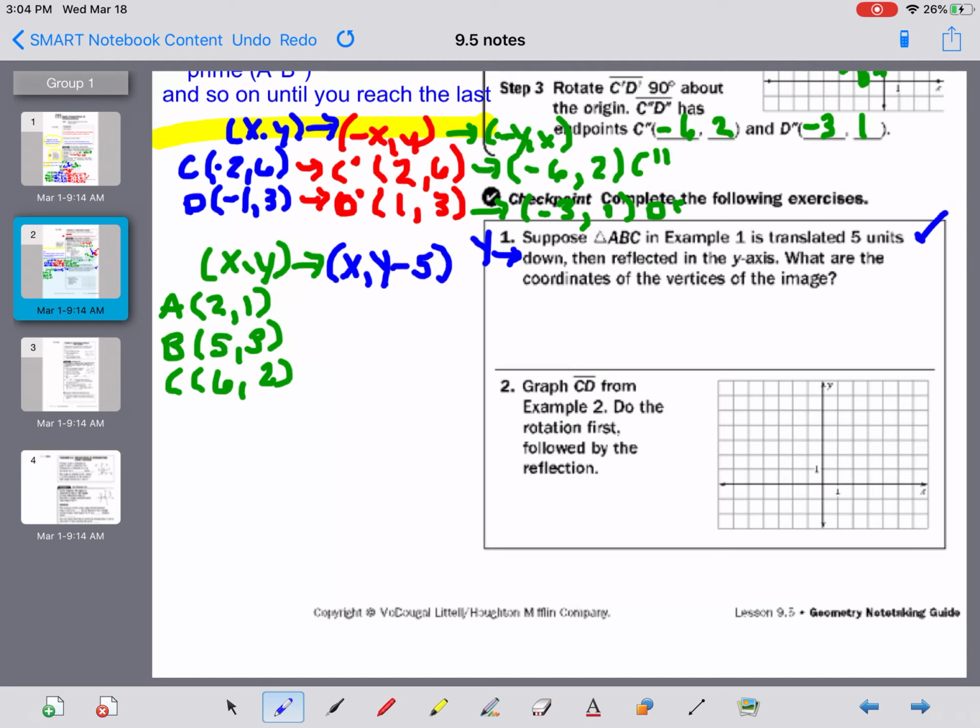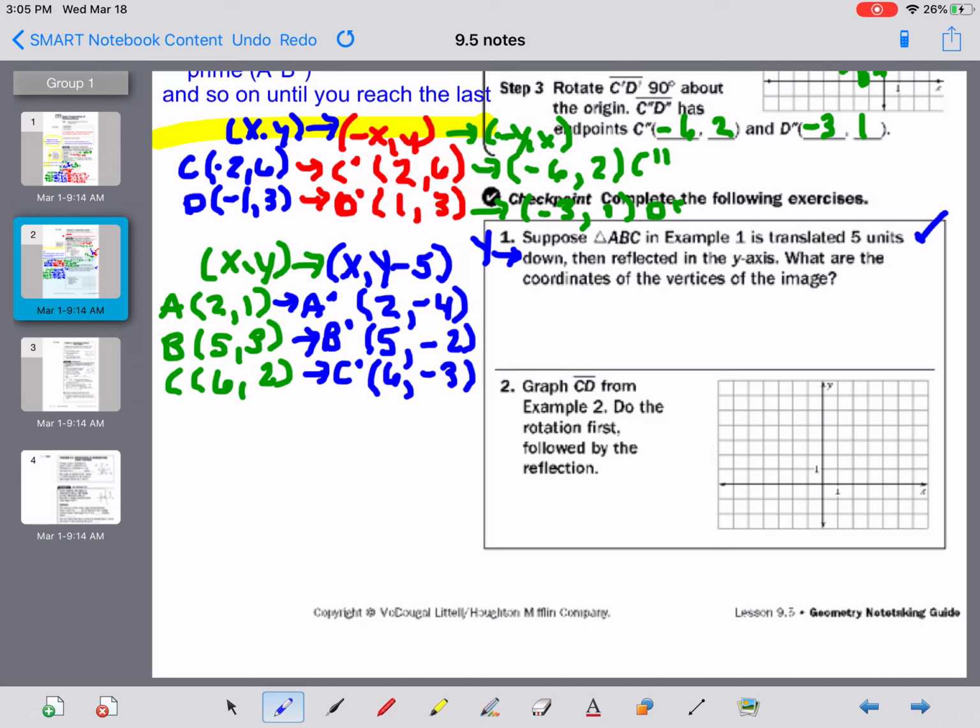So I'm going to find my a prime, my b prime, and my c prime. For a prime, my x stays the same. My y is going to be 1 minus 5, which is negative 4. For b, my x stays 5. I take for my y 3 minus 5 and get negative 2. And for c, my x stays the same, and my y is going to be 2 minus 5, which is negative 3. So that takes care of my first transformation.